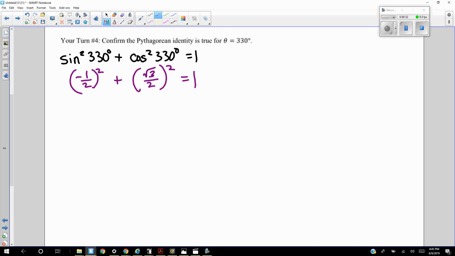So this should be the setup. The sine of 330 is negative. When you square negative 1/2, you're going to get positive 1/4. When you square radical 3, you get 3. When you square the 2 at the bottom, you get 4. You get 3/4 plus 1/4. 3/4 plus 1/4 is 1. So we've confirmed it.